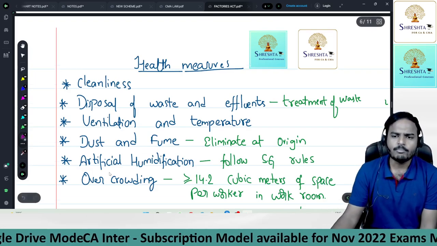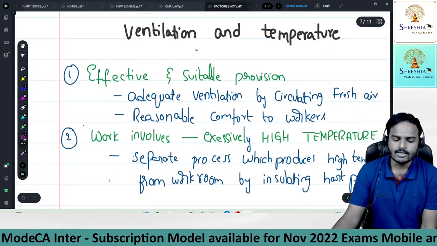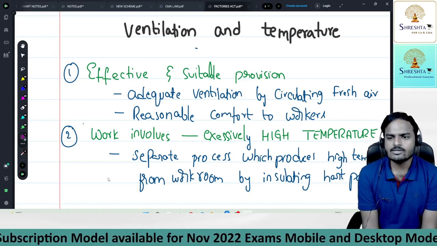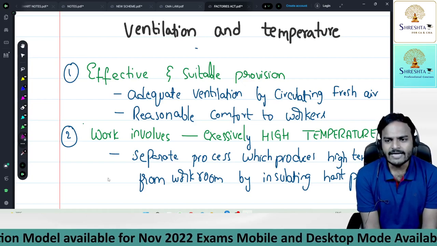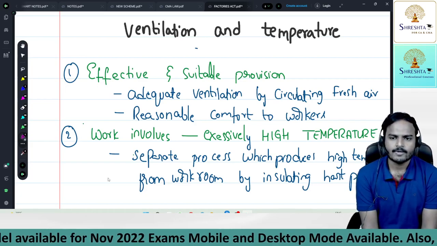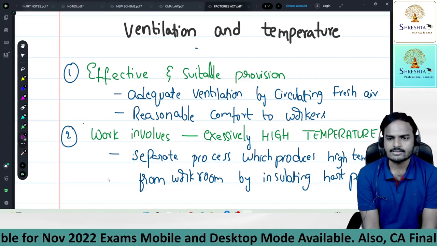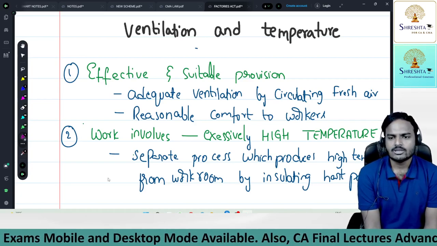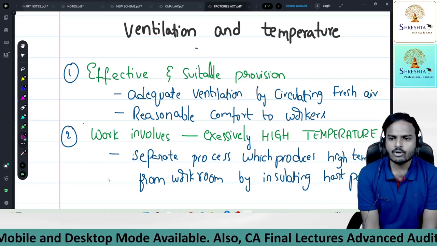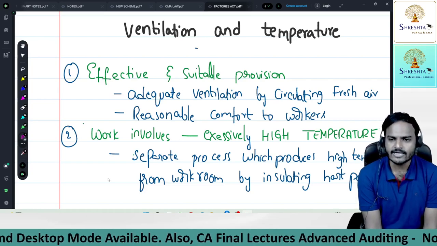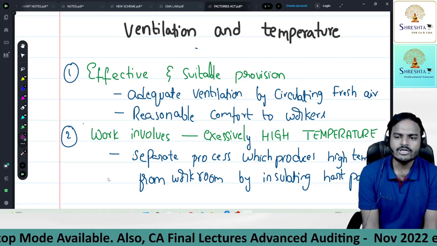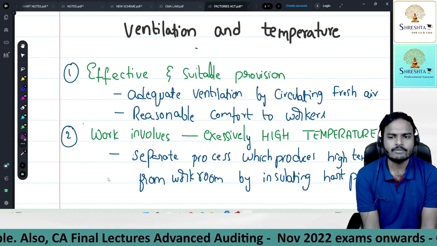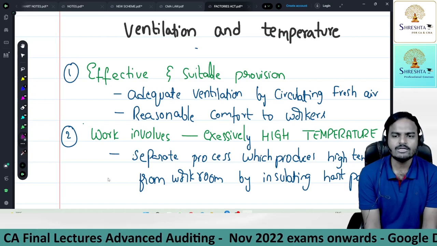And you need to provide proper ventilation and temperature facilities. Adequate ventilation by circulating fresh air. Install artificial fans, coolers, so that high temperature will definitely come down. If you take the metal grinding manufacturing process, a lot of high temperature will be created. Can you imagine a worker employed in that process without ventilation? A lot of suffocation, it leads to health problems. So you need to install fans, artificial coolers, so that the temperature will come down and it provides comfort to the workers. Then only workers' health gets protected.